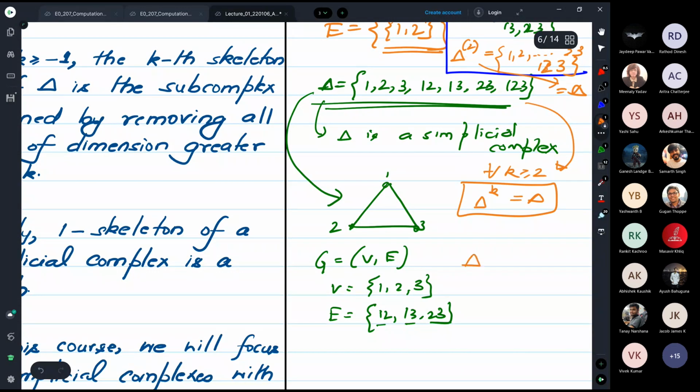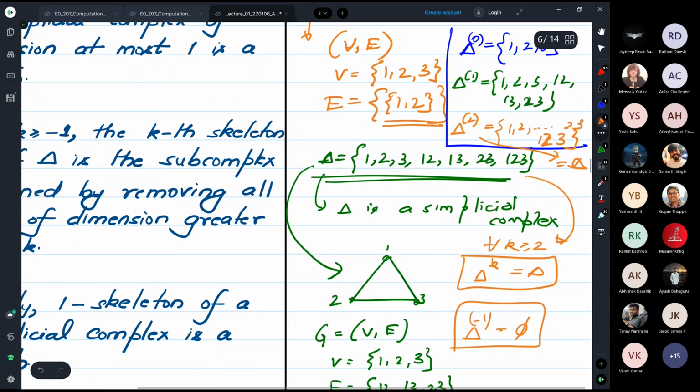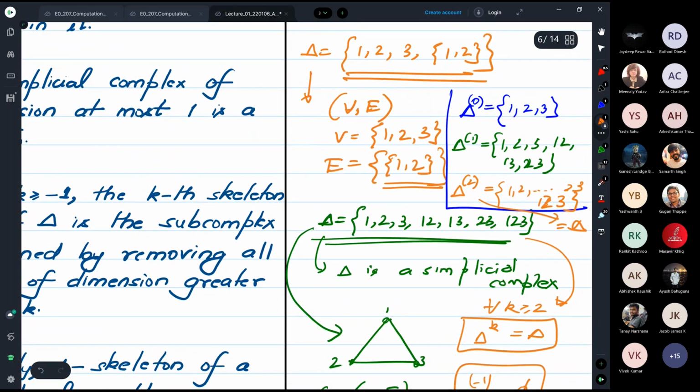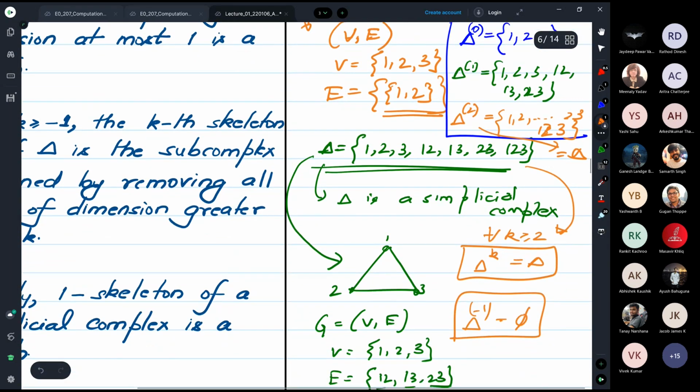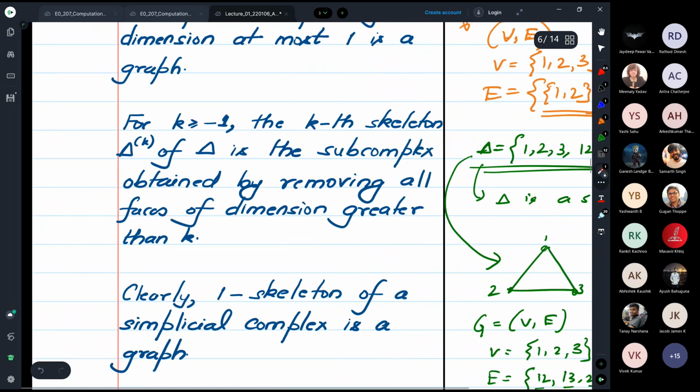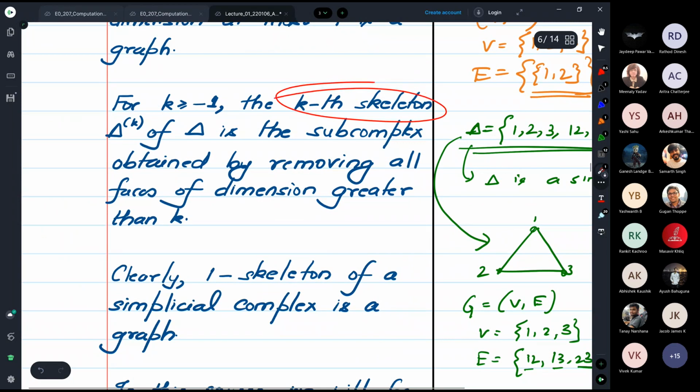And one can similarly ask what is delta minus 1? Well, delta minus 1 will be empty, because there is no face. I have to throw away all faces with dimension strictly bigger than minus 1. Consequently, delta minus 1 will equal the empty set. All right, so this is how we define the kth skeleton.